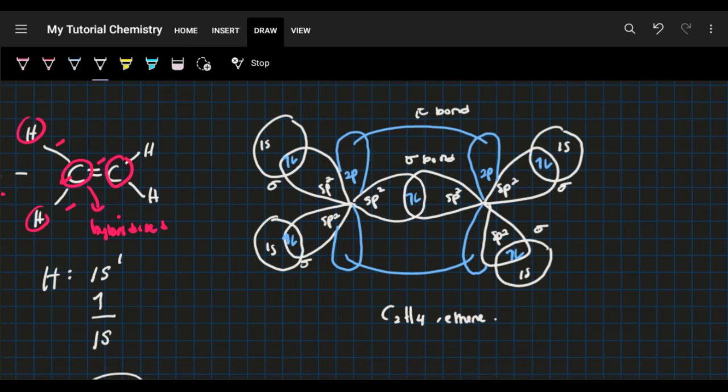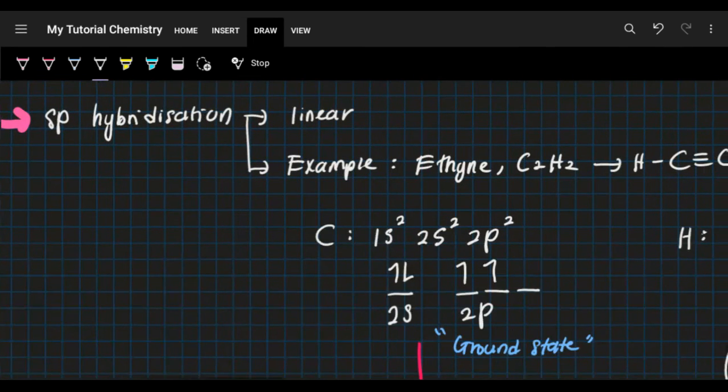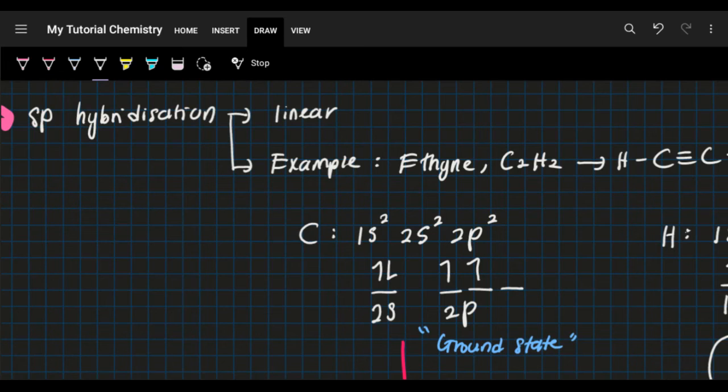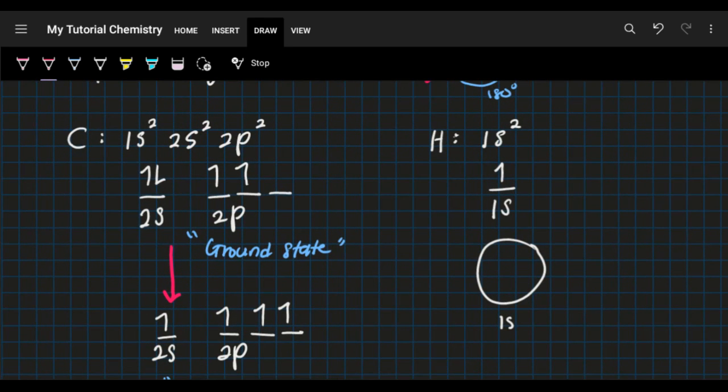Hopefully you all can understand what I'm trying to explain. Now we proceed to the sp hybridization. sp is used when the central atom has a linear shape. The linear example here is ethyne. It has a linear shape, 180 degrees. Let's say the left-hand side carbon is the central atom, so it has 2 electron domains, so this is linear.